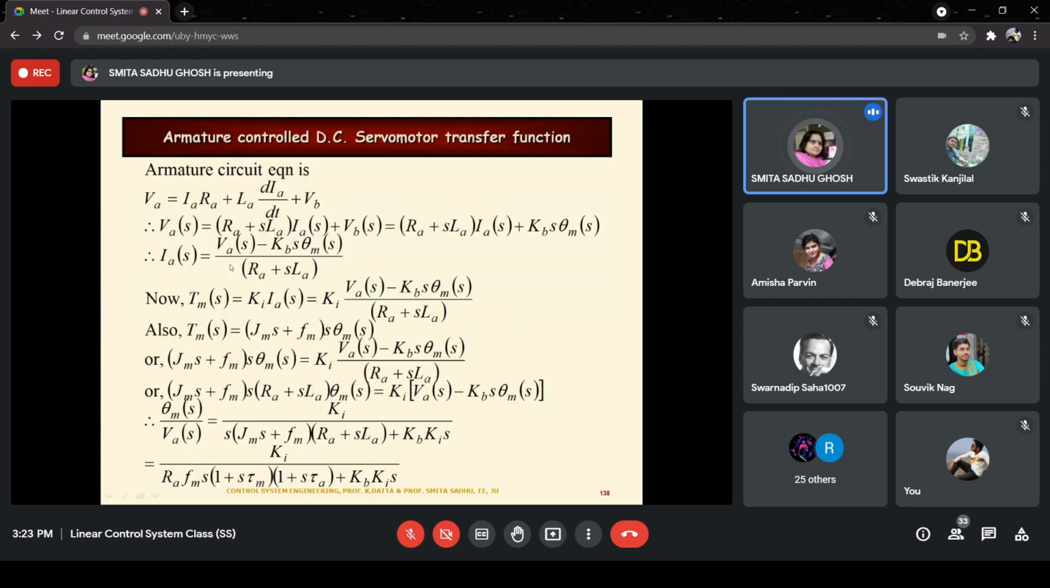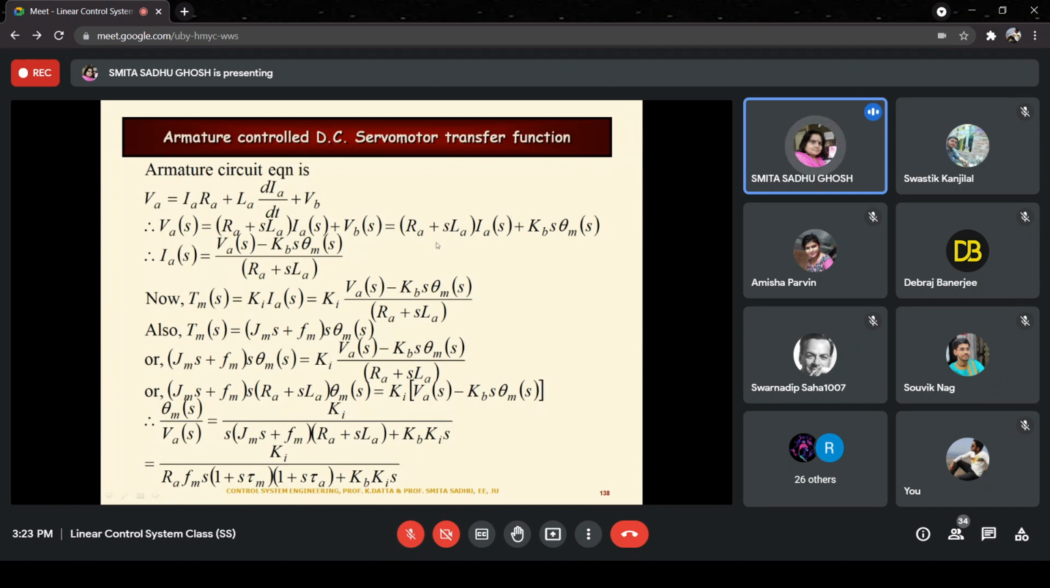So now, this slide, the whole thing is visible. Nevertheless, we'll go one by one. The first equation that we are going to write is the equation for the armature circuit. Here, VA is equal to IARA plus LA DIA dt plus the back EMF VB. That has to be considered over here. From there, taking the Laplace transform, we have VA(s) is equal to (RA plus sLA) whole into IA(s) plus VB(s), right?